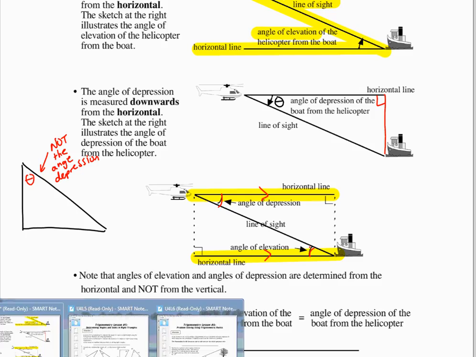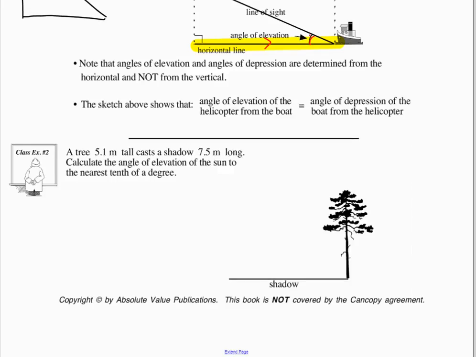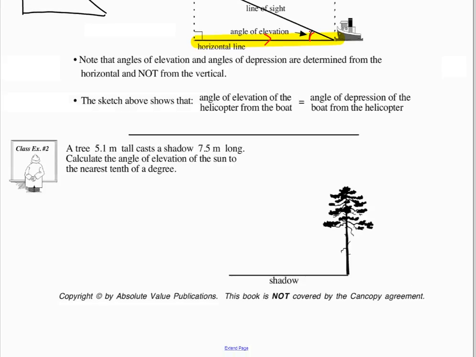Okay. So let's do a question with depression in it, or elevation. Don't be depressed. Let's look at this one really quickly. A tree is 5.1 meters tall. Now let's talk about shadows, because some of you had some shadow questions on your homework yesterday. And this happens all the time.